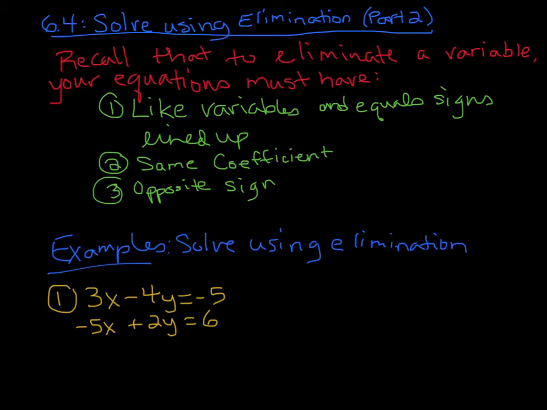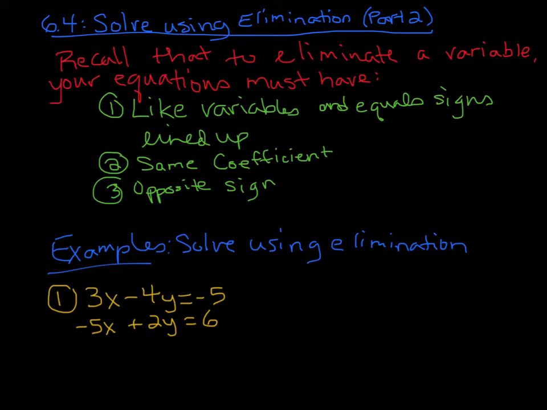Our next lesson is the second part of using the elimination method. In the book, they call this solve by multiplying first. It's not anything really that different from what we did in section 6.3. The only difference is that most of the problems are going to have one or two extra steps.